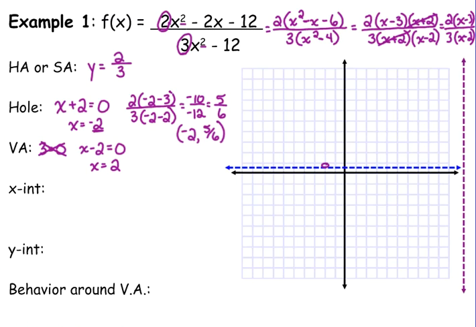It is possible to have more than one vertical asymptote. In this case, we just had x minus 2 is equal to 0, so that says x equals 2. We have our vertical asymptote at x equals 2. So draw a vertical line at x equals positive 2.